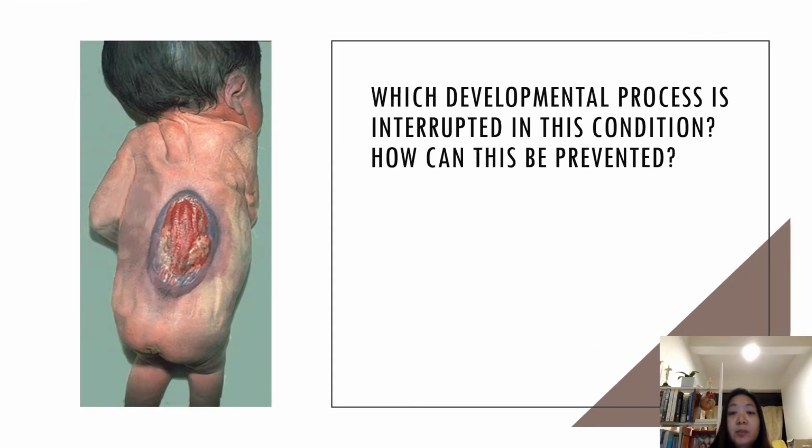Which developmental process is interrupted in this condition, and how can this be prevented? If your answer is it's a kind of neural tube defect, particularly spina bifida, then you are right. This can generally be prevented by a daily intake by the woman of, say, 400 micrograms of folic acid. But if she is trying to conceive, it is recommended to have a daily dose of 1,000 micrograms of folic acid.